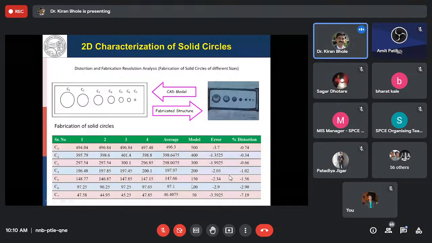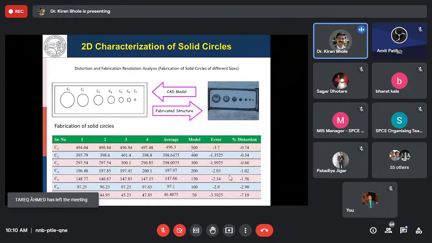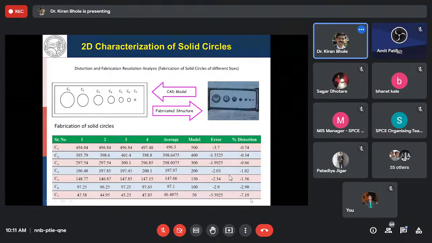And the same for the same dimensions, again the 4 times readings are taken, 4 times they are fabricated, average is taken, and then the error is recorded. We can see now the circles which are fabricated or the solid are lesser than the actual dimensions in most of the cases. And the percentage error is again recorded. Maximum percentage error recorded is minus 7.19 for the least diameter circle. So care has to be taken about this shrinkage allowance in modeling the CAD model.